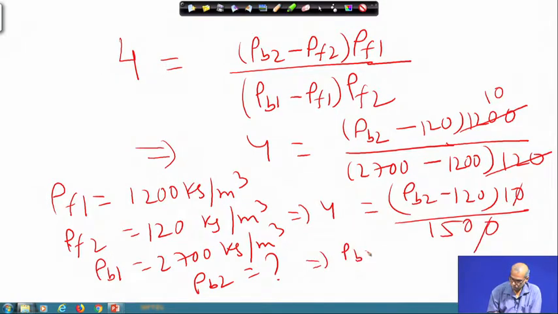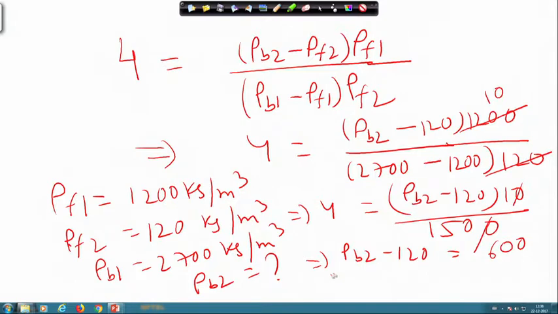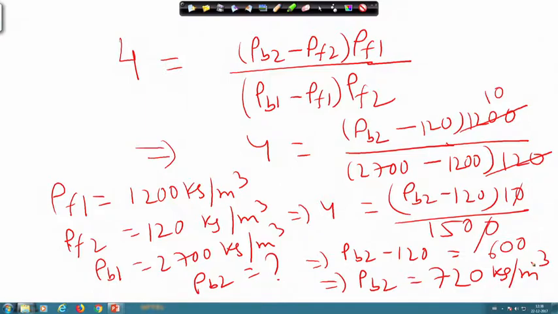So, rho B2 minus 120 equal to 4 into 150, which is 600, or rho B2 equal to 600 plus 120, which is 720 kg per meter cube. So, that is the answer. The density of the new float has to be 720 kg per meter cube. Then you see that we have kept y unchanged, that is, the rotameter reading unchanged. So, with the same rotameter and the new float, the same existing calibration scale can be used.